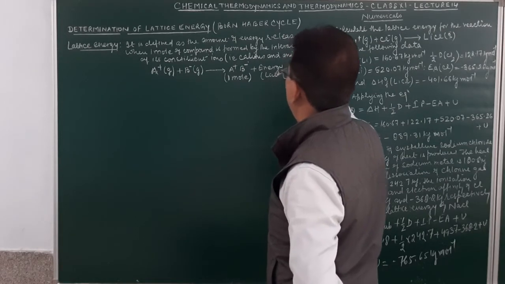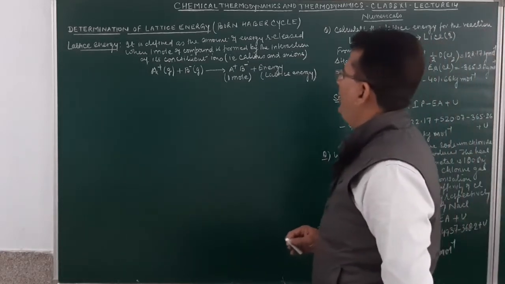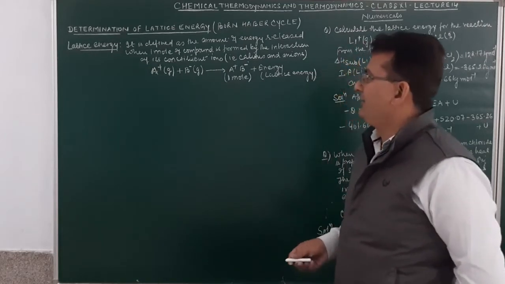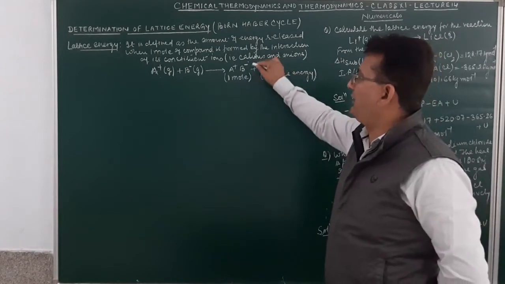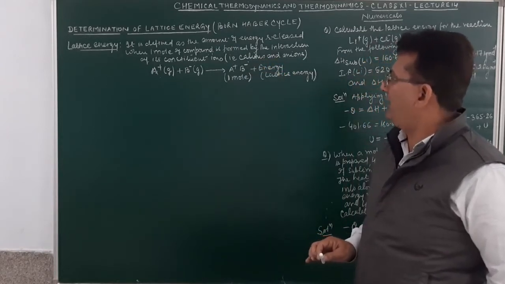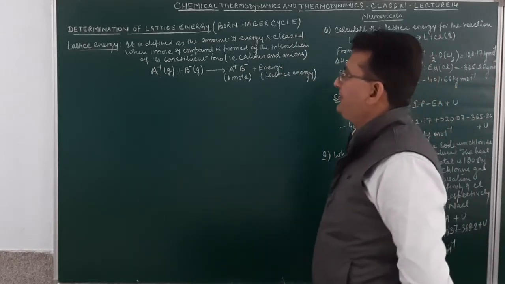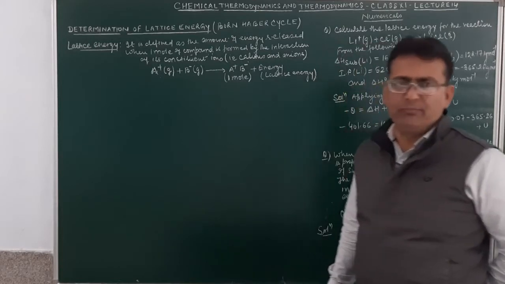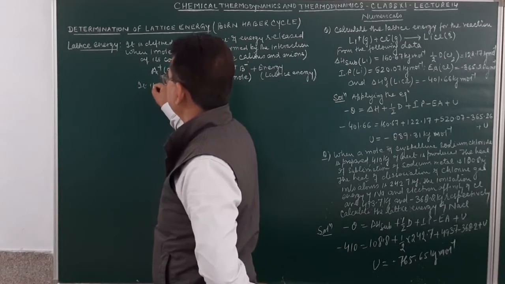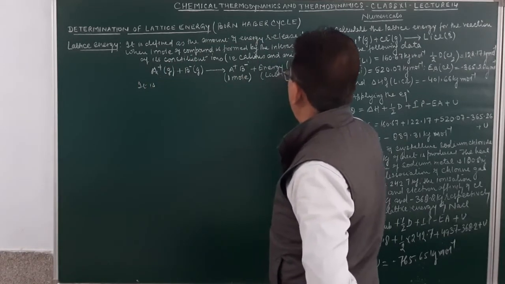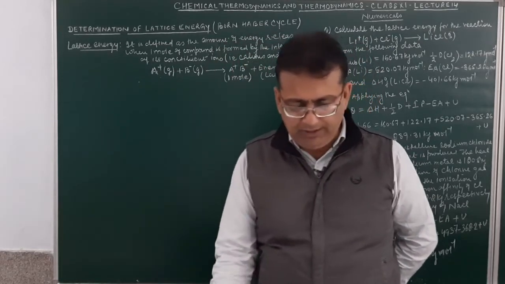So how do we define lattice energy? It is defined as the amount of energy released when 1 mole of the compound is formed by the interaction of its constituent ions. Suppose we have a cation A positive and an anion B negative. When they interact, they result in the formation of 1 mole of AB, and the energy released is called the lattice energy. The lattice energy is represented by the symbol U.